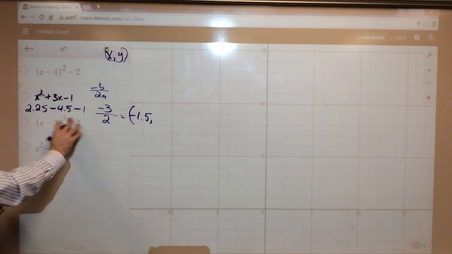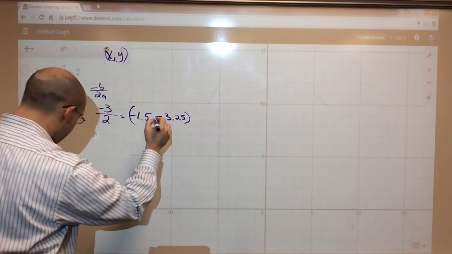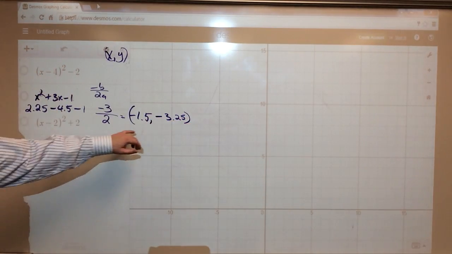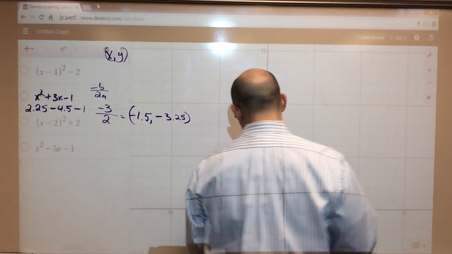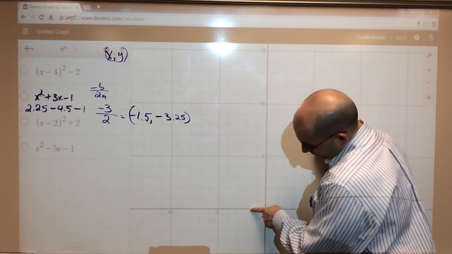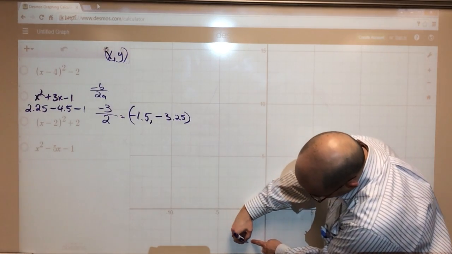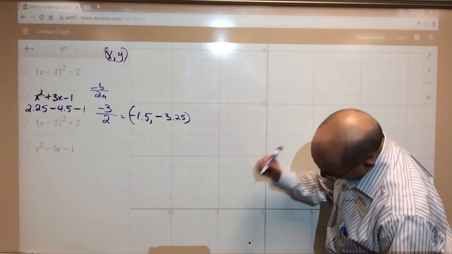Okay. Done here. So my y value is negative 3.25. That's my point. Okay, that's my vertex. So let's go negative 1.5. So negative 1.5, and then negative 3.25. It's going to be bad. Negative 1, negative 2, negative 3. It's probably about here. Probably.